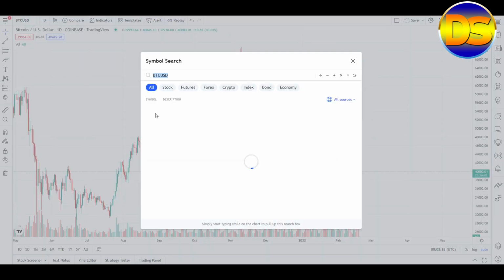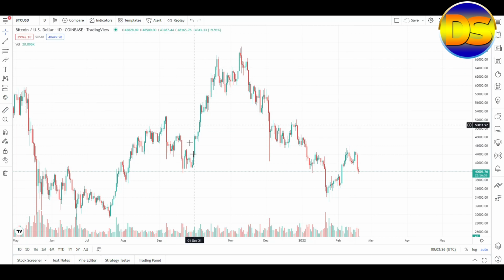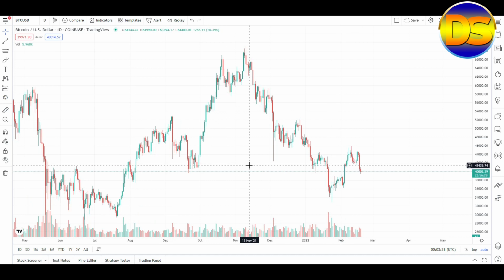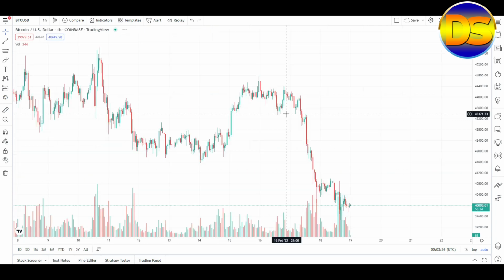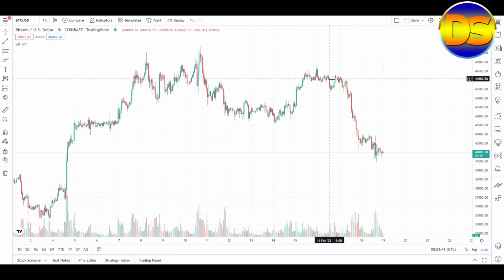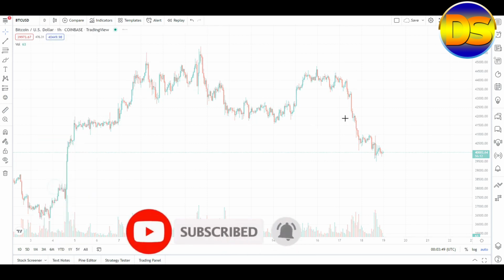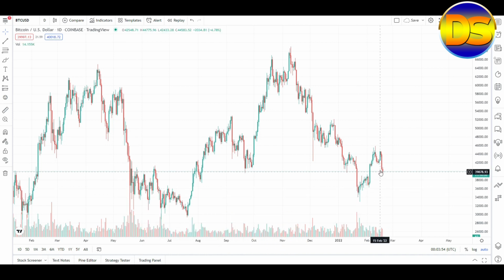Here I select Bitcoin to USD and then you show the graph chart. Here you select the 1 hour chart. You can see the graph going down, and if you select the 1 day graph chart, you can see the graph chart is going down.